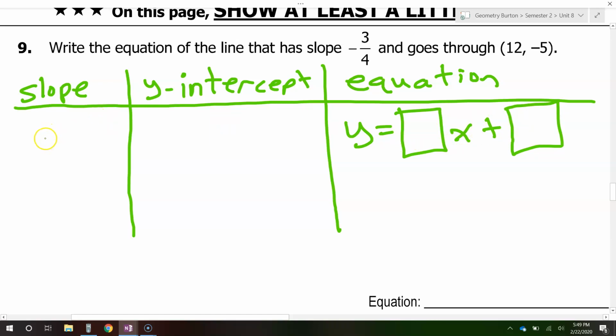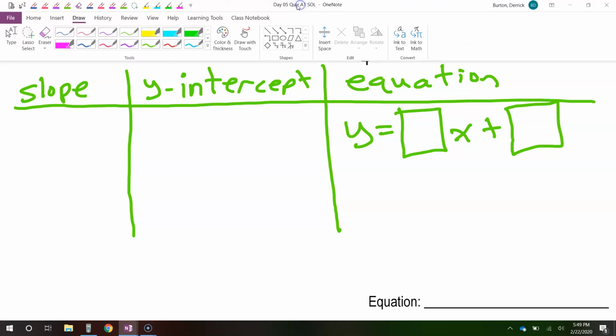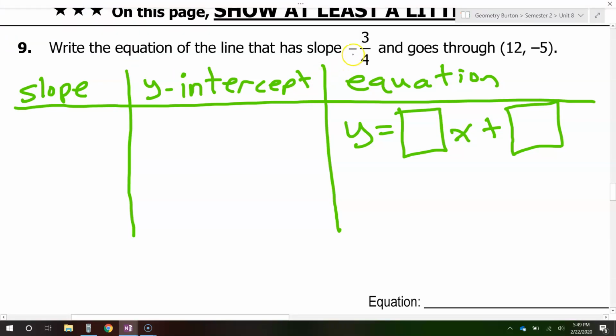So let's start with the slope. Sometimes we have to find it, but sometimes they just give it to us. So I think this is one of the times where they just gave it to us, right? They told us that the slope was -3/4. So this time they just flat out gave it to us, which means that's going to go right here, -3/4. So all we really have to do is find the y-intercept, and that goes here.